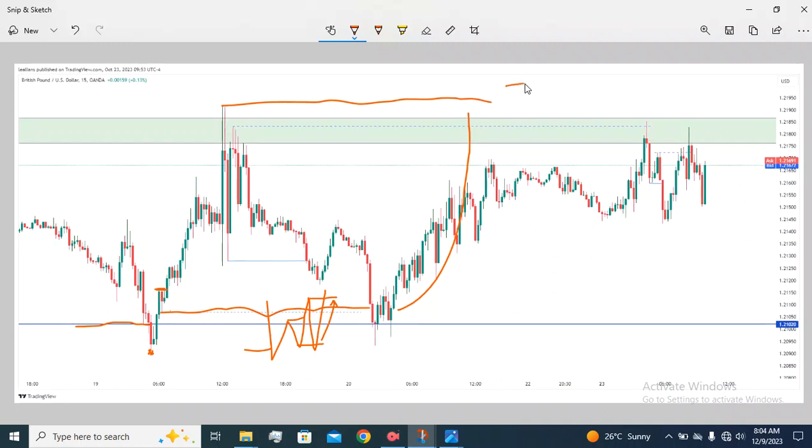This is how it goes: sweep of liquidity, first break of structure, the lower low for the first break of structure. We ride the market, potentially the target is here. This is it right here. That was the bullish version of the trading model.